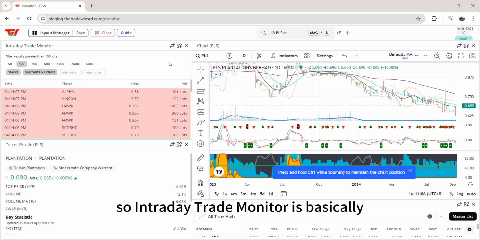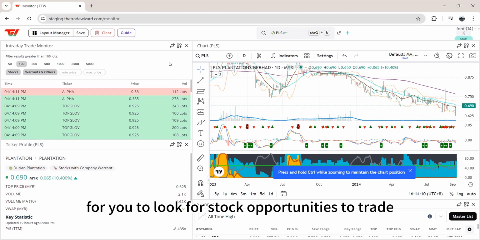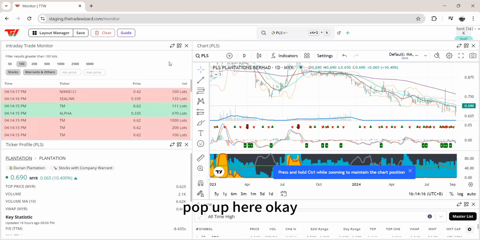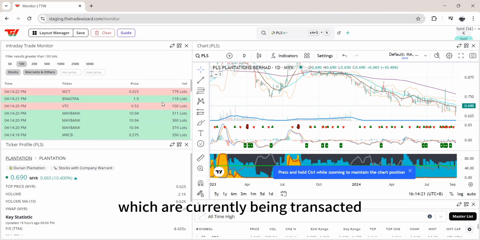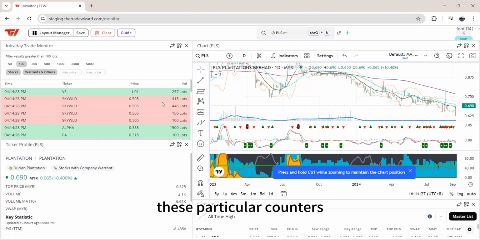So Intraday Trade Monitor is basically a site for you to look for stock opportunities to trade. So as you can see currently, there are different stocks popping up here, okay, which means that these are the stocks which are currently being transacted, whereby a lot of people are currently buying and selling these particular counters.